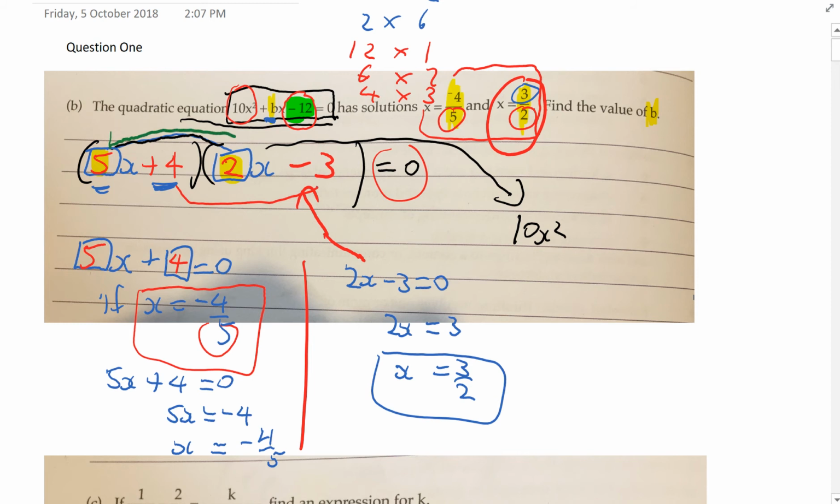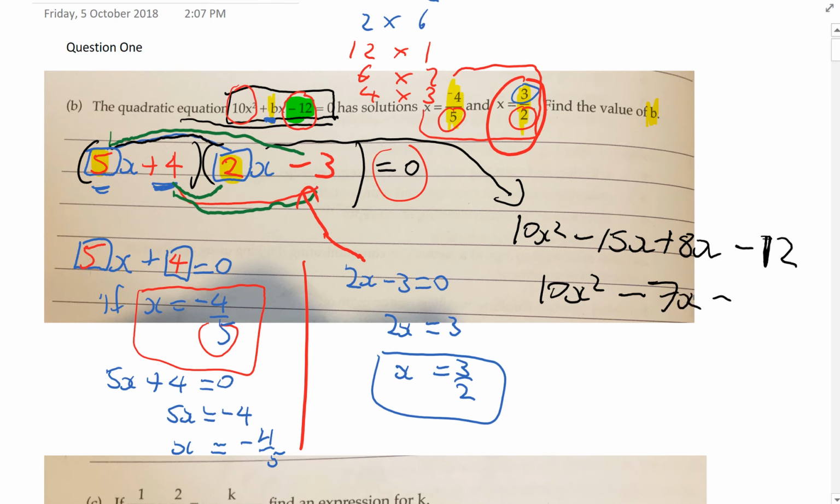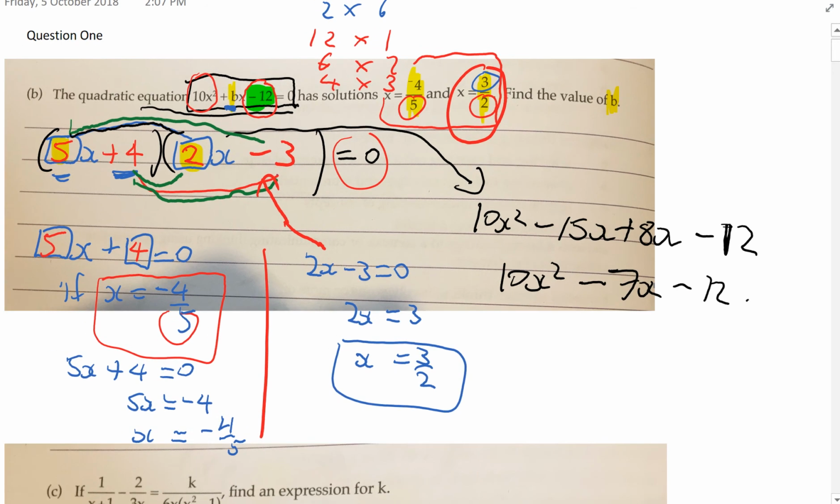Outer times outer, 5x times negative 3, that's going to be minus 15x. Inner times inner, 4 times 2x, so that's plus 8x. And last times last, 4 times negative 3, we already know is negative 12. And then collecting the like terms, we get 10x squared minus what? Minus 7x minus 12, and we know that all equals 0.